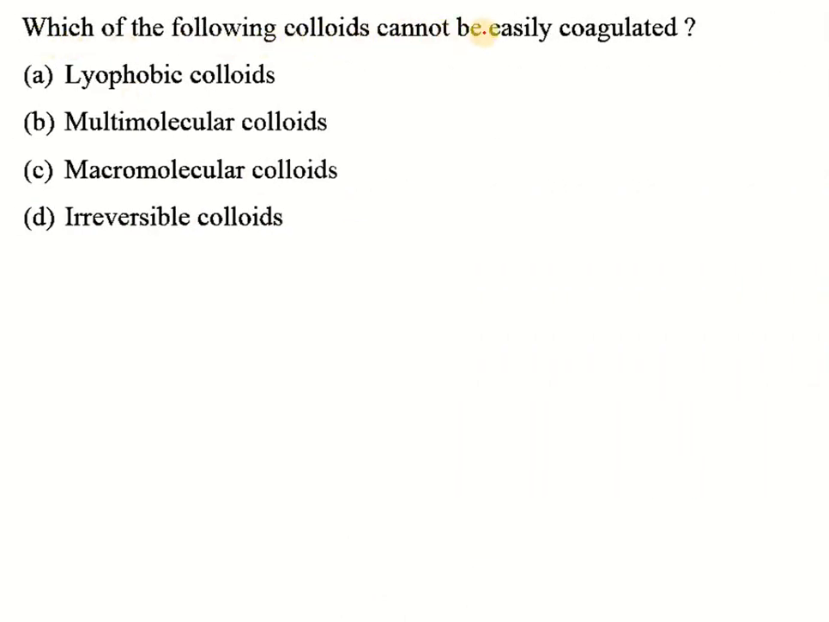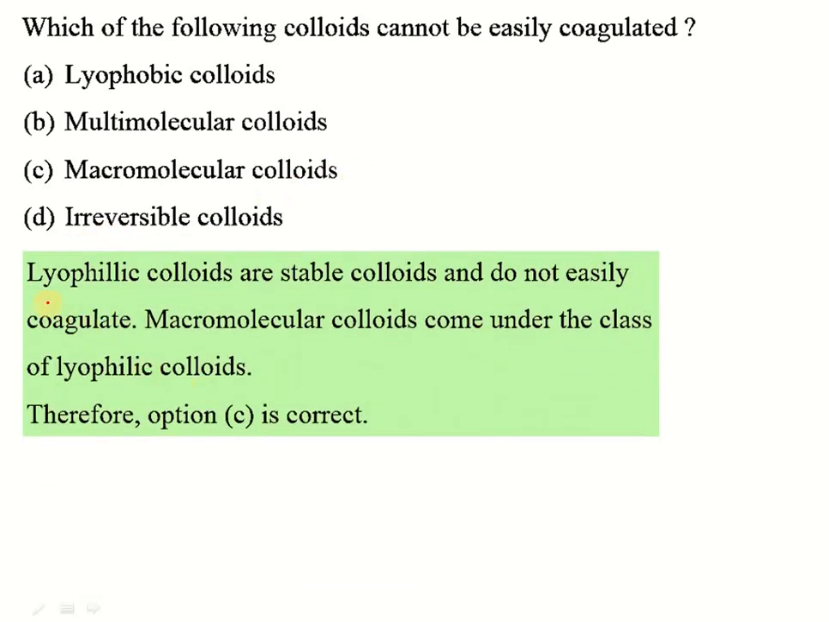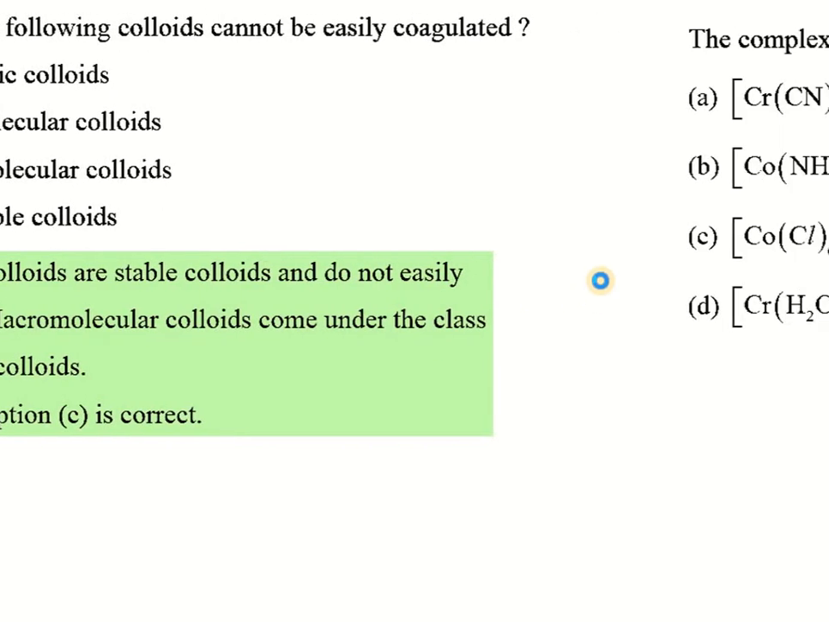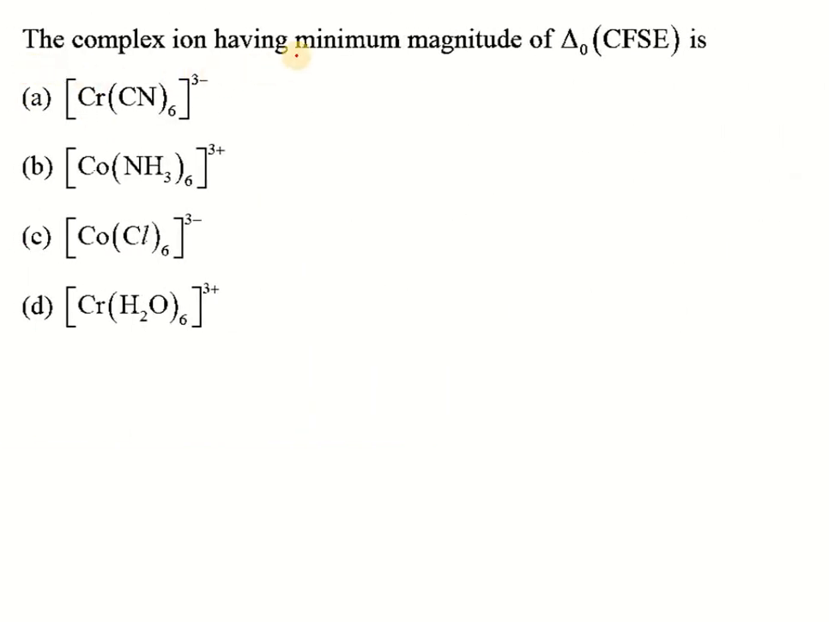Which of the following colloids cannot be easily coagulated? Lyophobic colloids, multimolecular colloids, macromolecular colloids, irreversible colloids. Lyophilic colloids are stable actually, they do not easily coagulate, and macromolecular colloids also come under this category. That's why macromolecular colloids cannot be easily coagulated. The complex ion having the minimum magnitude of delta naught, the crystal field stabilization energy, is what?